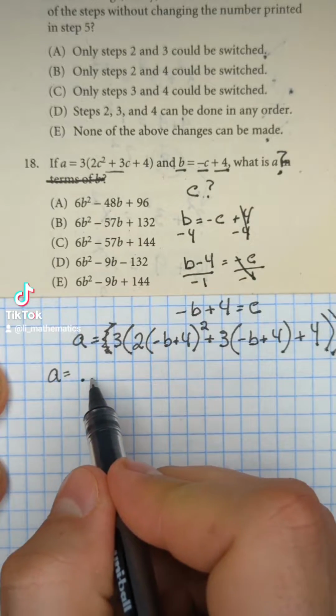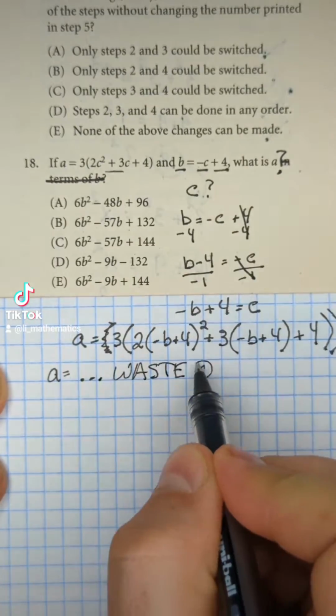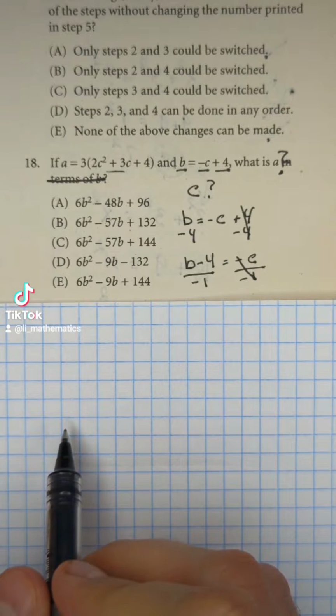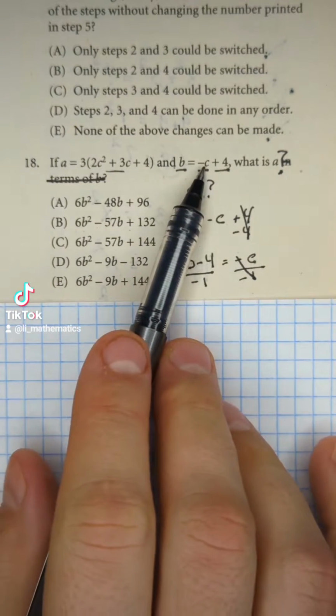So we're just going to skip this whole entire thing, call it a waste of time, whatever you want. Instead, here's what we're going to be doing. We're going to choose our own numbers to plug in.